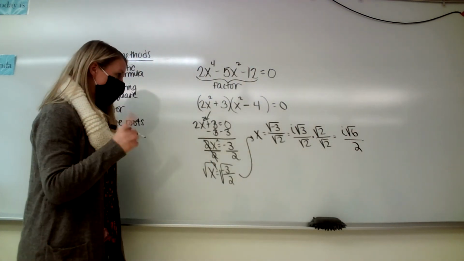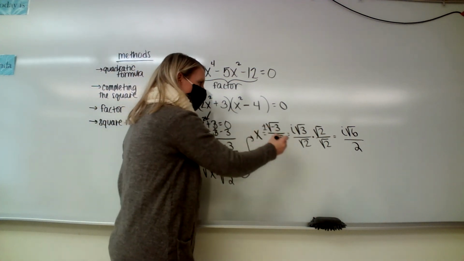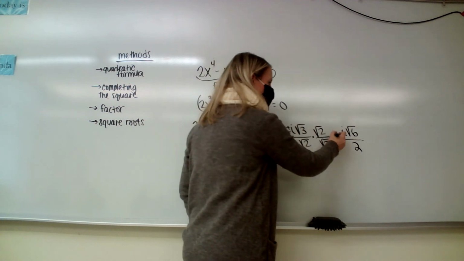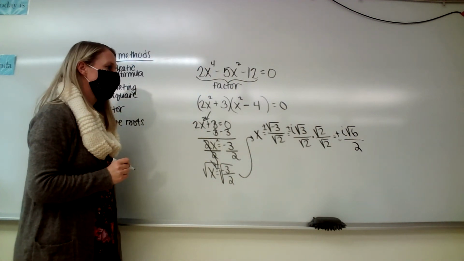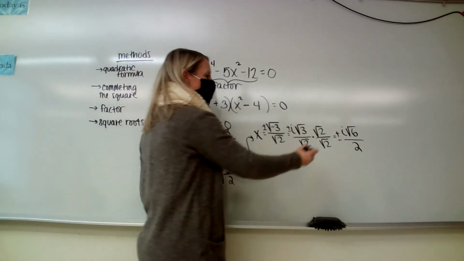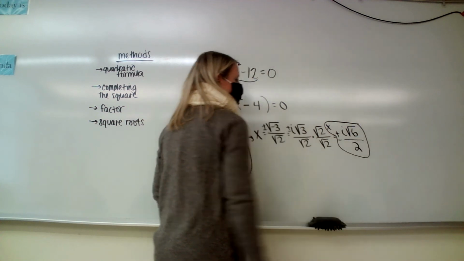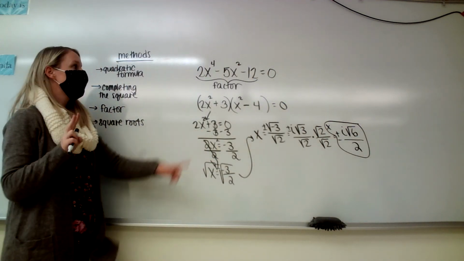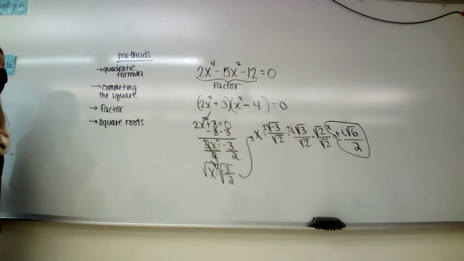Now, I was very bad, and I forgot my plus minus along the way, so don't forget about it. Plus minus, so it's plus minus i root 6 over 2, excuse me. And those are my first 2 answers. So once again, the plus or minus represents 2. We started with a quartic, so we need 4 answers. So we have half of what we need.